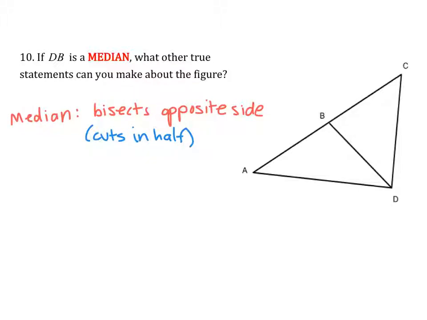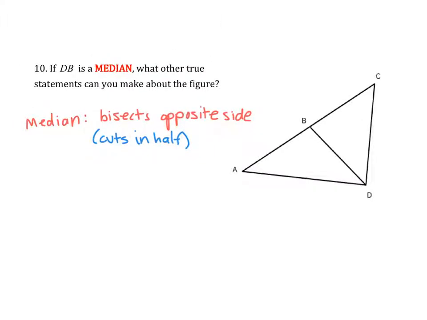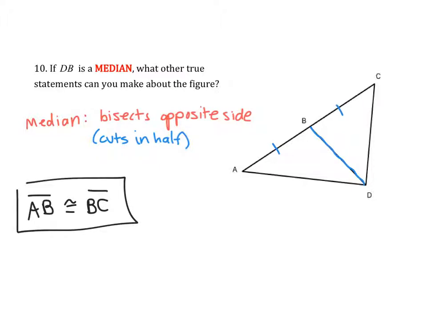So let's look at our figure. If BD is the median, it's going to bisect AC. So it's going to create two congruent parts. So one true statement I can make about this figure is that line segment AB is congruent to line segment BC. Now, this is actually the only true statement we can make.